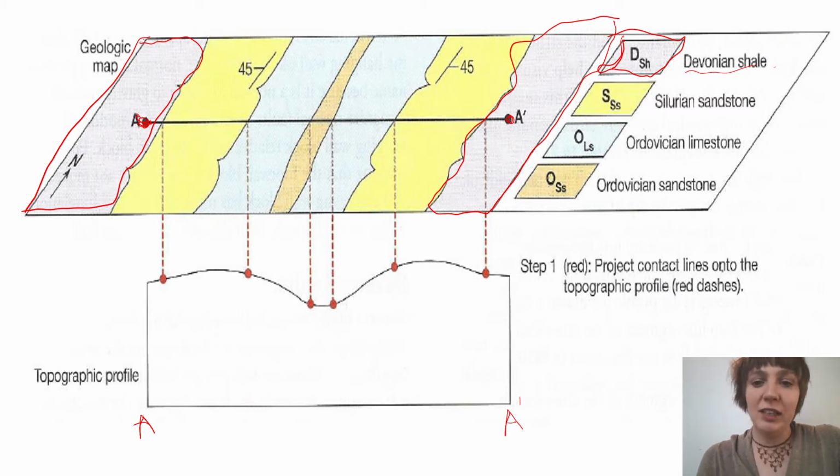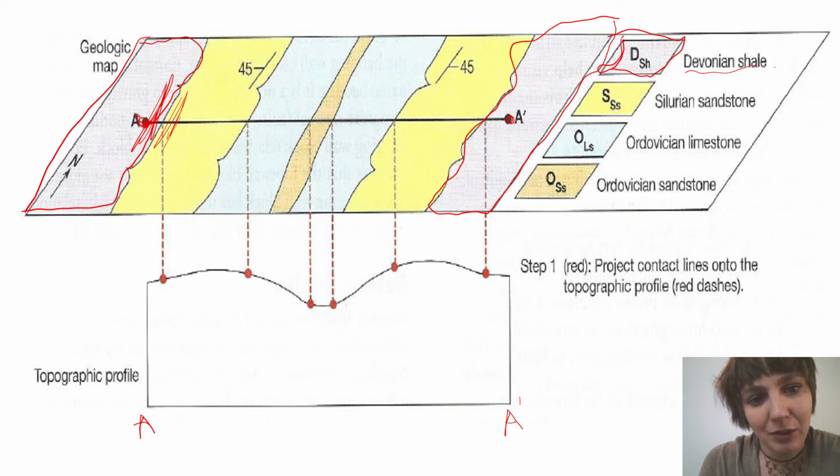The first thing that you need to do is to get the locations of all of the contacts between two different rock types onto the map. So the contact between this Devonian shale and this Silurian sandstone is right here. Right here is that contact. So I need to make sure that I put that location onto my cross section.